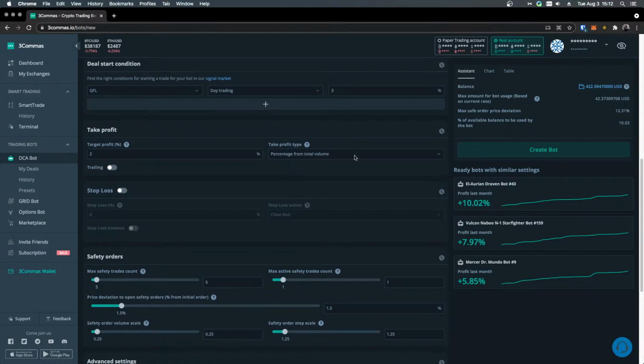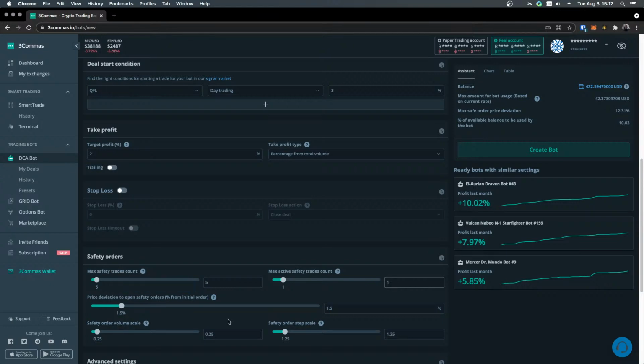All right, and then now we get to safety orders. And safety orders are the heart, the meat and blood of this concept, dollar cost averaging. And then we have a lot of them, 5. But we only put one on the book at a time so that we're not exposing ourselves too much to Binance and to Binance's markets.